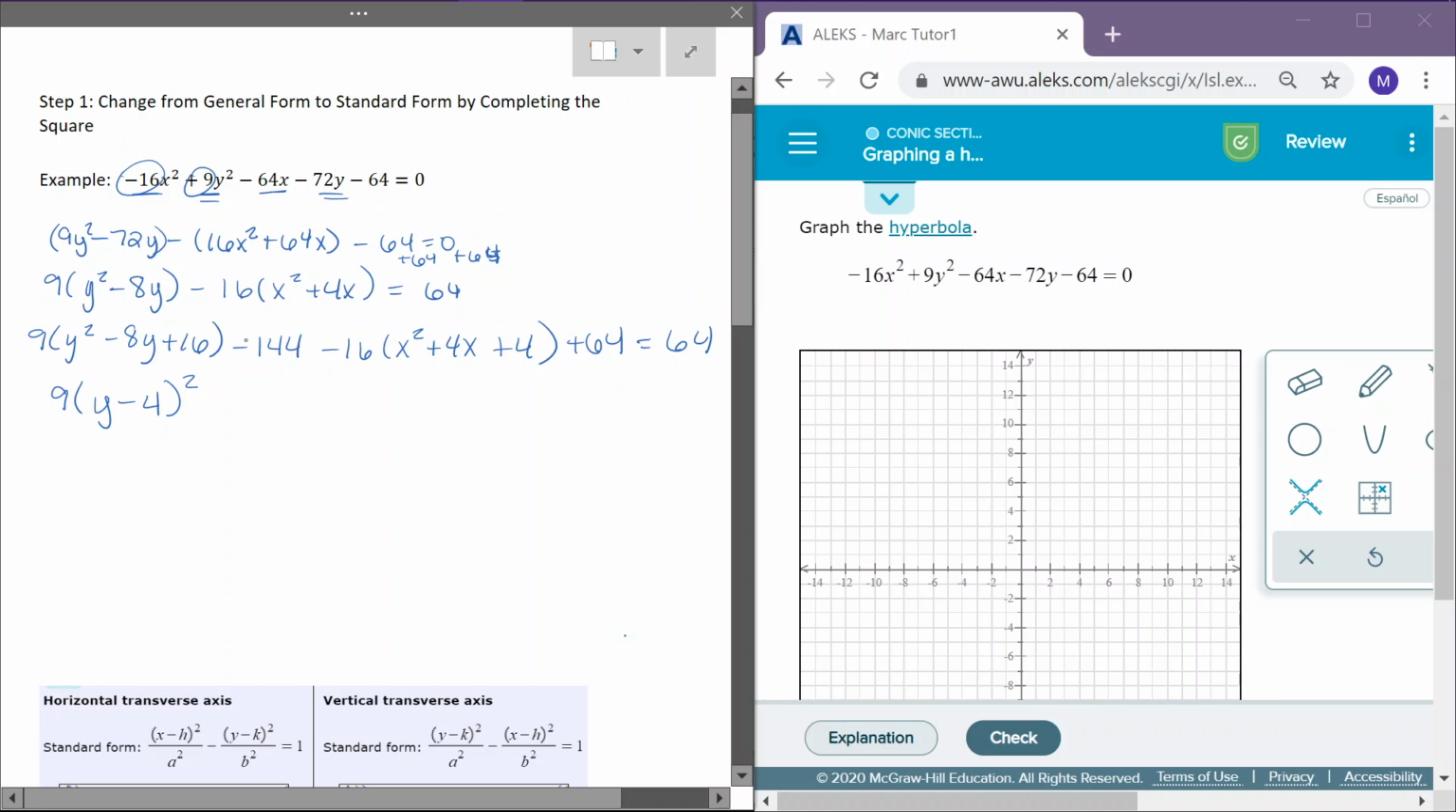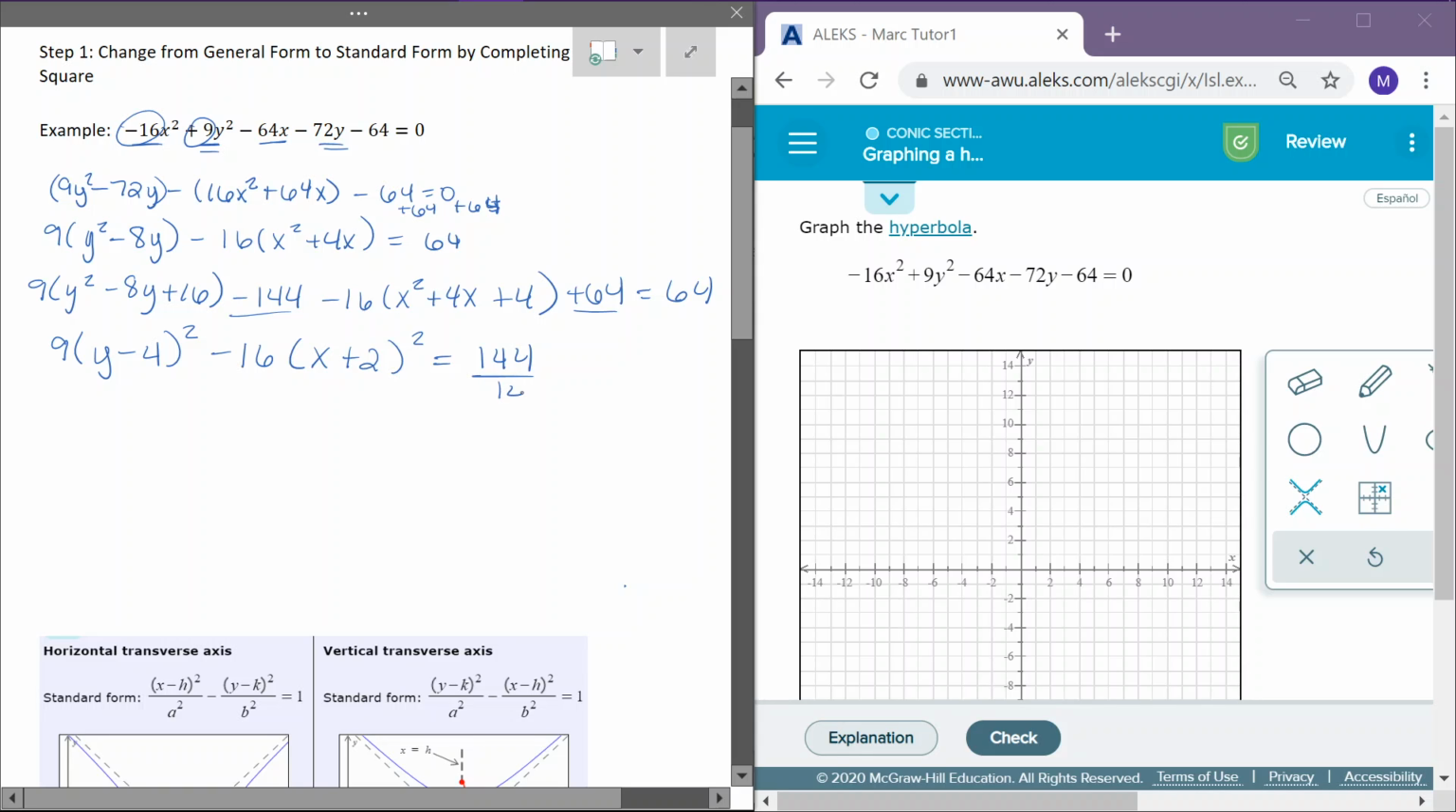And then I'm going to move all of these to the other side in just a second. So then I'll have negative 16 times x plus 2 squared equals, when I add this 144 across and I subtract this 64 across, I get 144 on the other side.